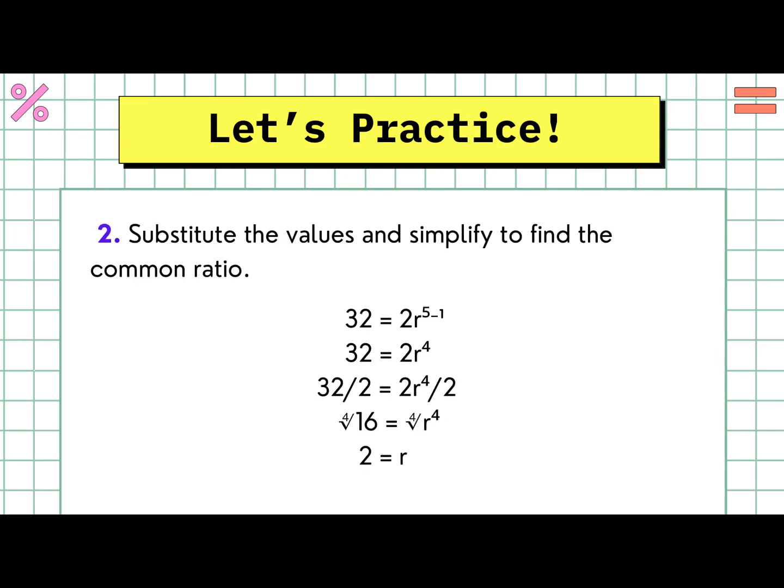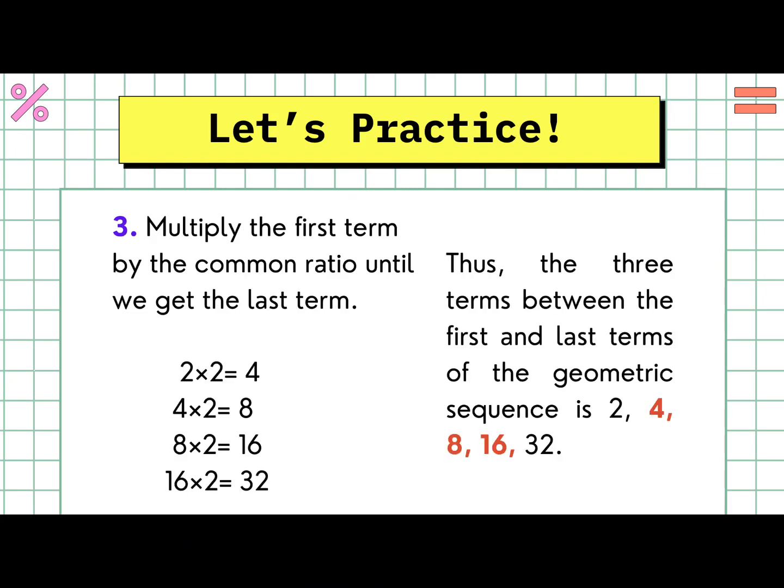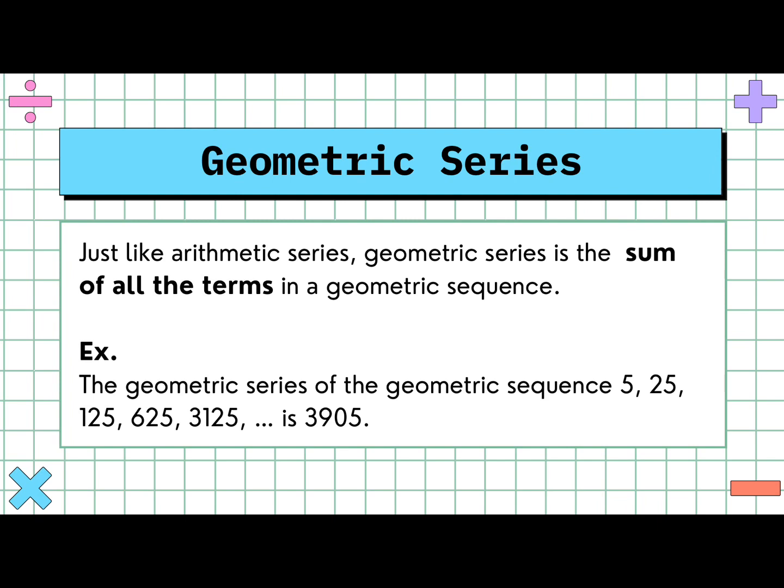Next, let's substitute the values into the formula so that we can simplify and find the common ratio. Now, after getting the common ratio, which is 2, we'll first multiply the first term by 2 and so on until we get the last term, which is 32. Therefore, 4, 8, and 16 are the three means. Now let us move on to the geometric series.